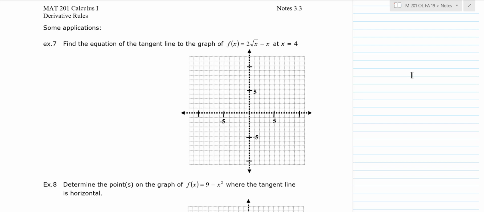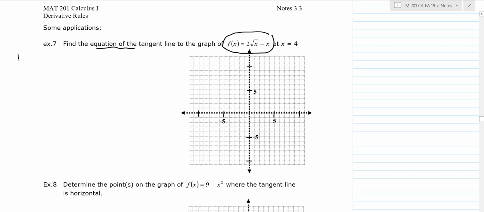Okay, so I'm going to do the next part of this video, just a few applications of derivatives, which we will begin to learn more and more of as the semester progresses. Okay, so to begin with, we got this function, and we're going to find the equation of the tangent line at that particular function at x equals 4.